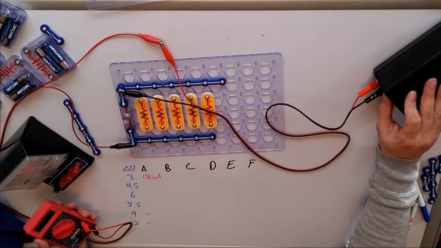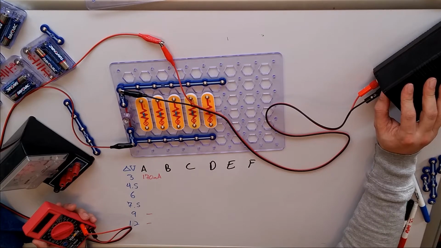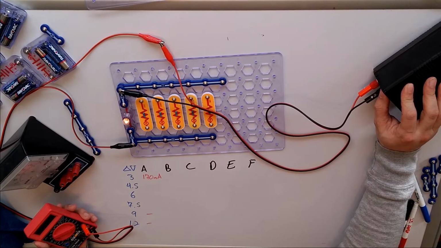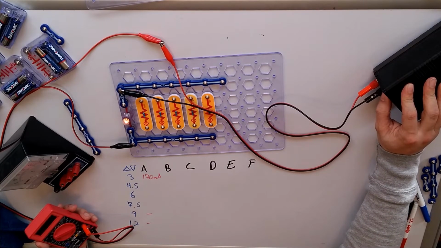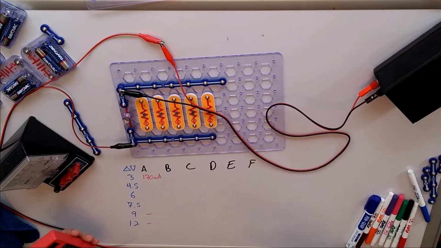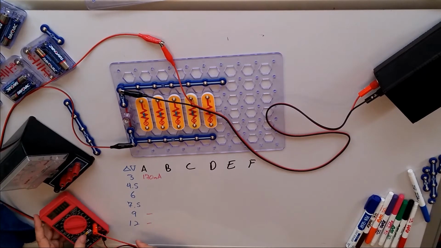Right now, it's reading nothing because I haven't turned the circuit on. I'm going to power this up. Here we go. There we go. And I've got 0.17 amp, which is 170 milliamp, so good. My measurements are staying clear.